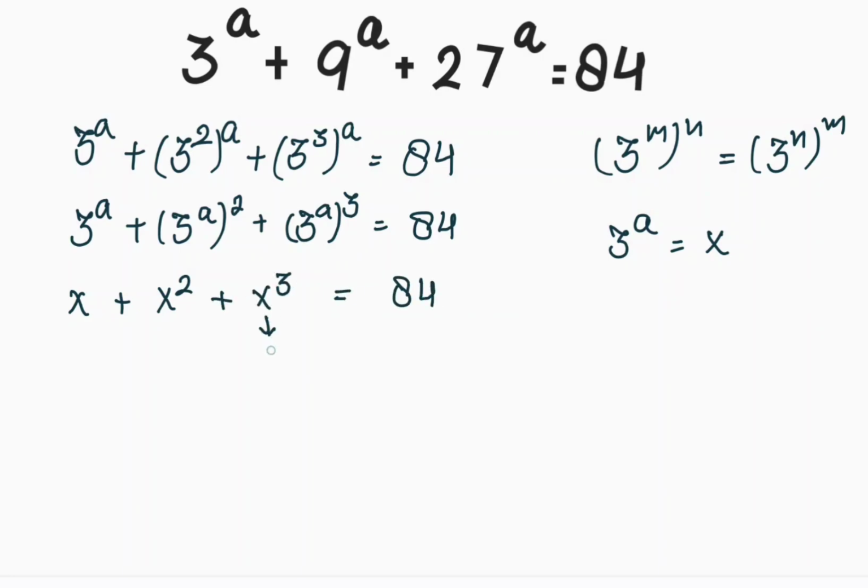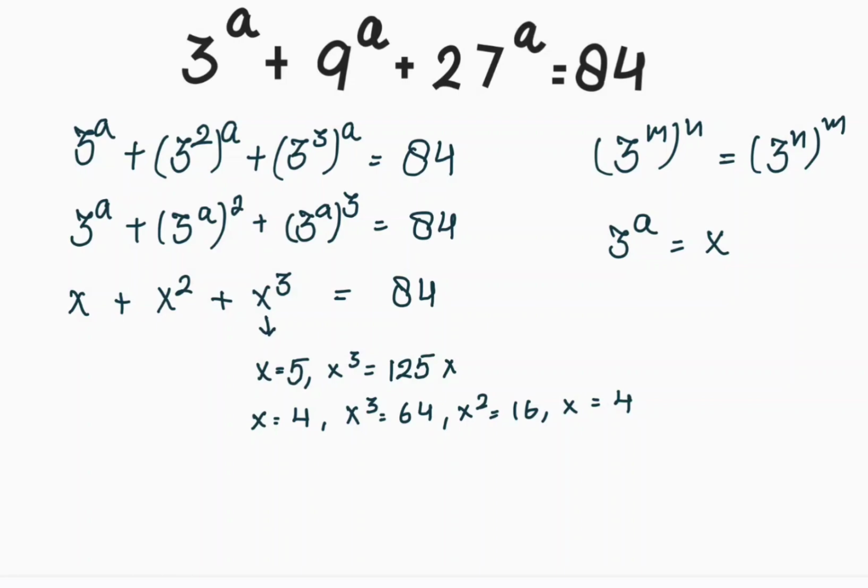If we try an integral value of x equal to 5, it will give x cubed as 125, so this will not be possible. The maximum possible x would be x equal to 4, which gives x cubed as 64, x squared 16 and x 4. If we take their sum, this comes out to be 84, which is the same as the right hand side. This gives our x as 4, which is also equal to 3 raised to the power a.